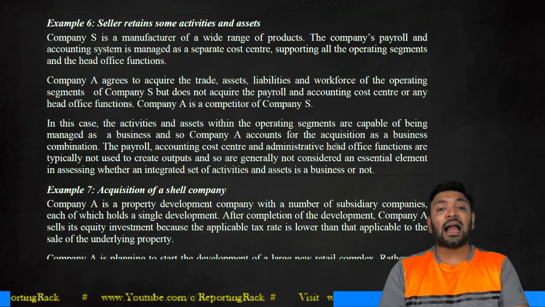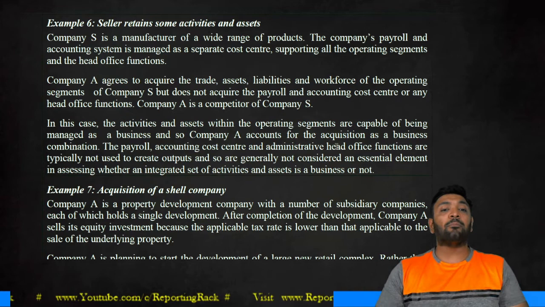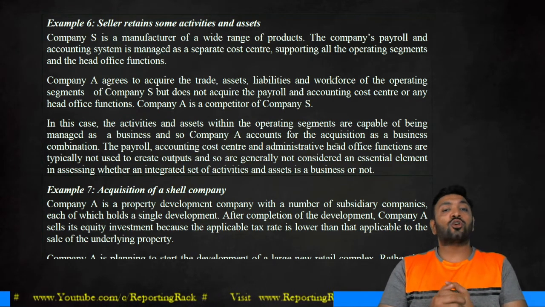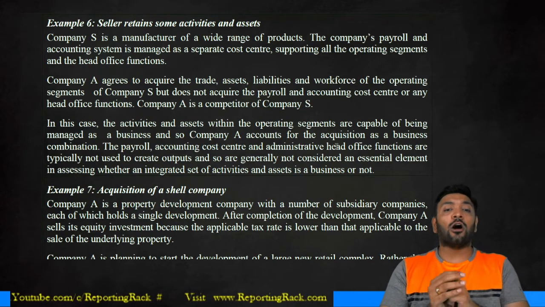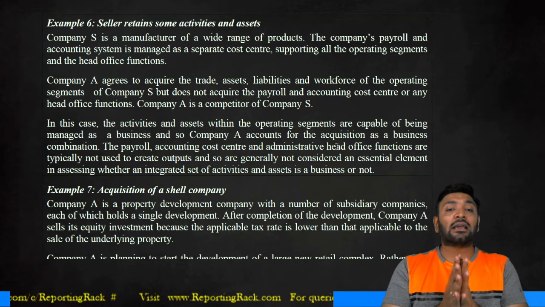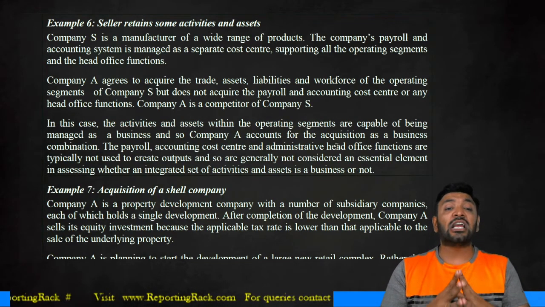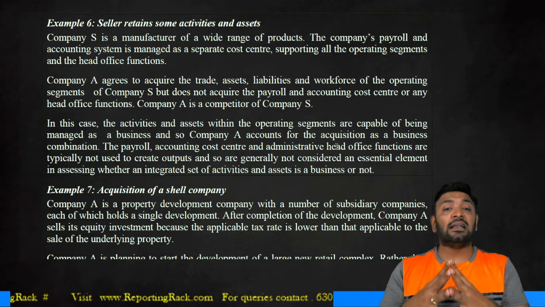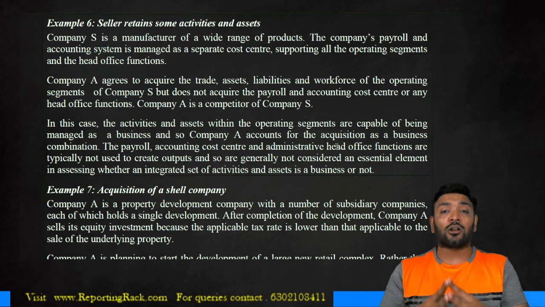In this case, the activities and assets within the operating segments are capable of being managed as a business. So Company A accounts for the business combination, and the payroll cost center or head office functions are typically not creating any output. They're generally not considered as an essential element in assessing whether the integrated set of activities or assets is a business or not.